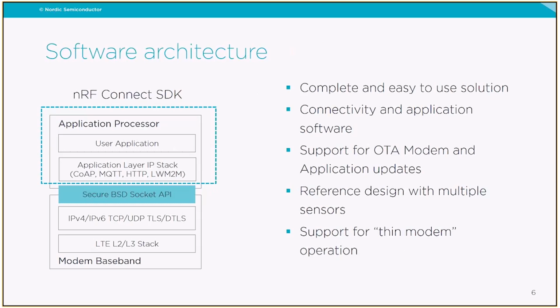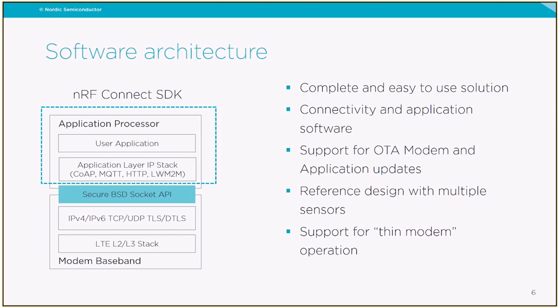So as you can see here, the nRF Connect SDK is running on the application processor side. Of course, you have the user application along with the application layer IP stack. So whether that be CoAP, MQTT, HTTP, lightweight machine-to-machine, etc. And then we use the secure BSD socket API. So the BSD layer is then used to communicate between the application processor and the modem processor. So those are two Cortex-M33s running.